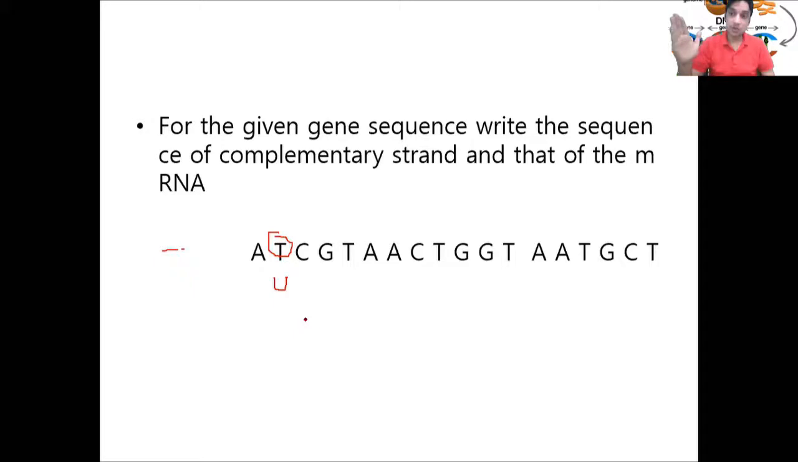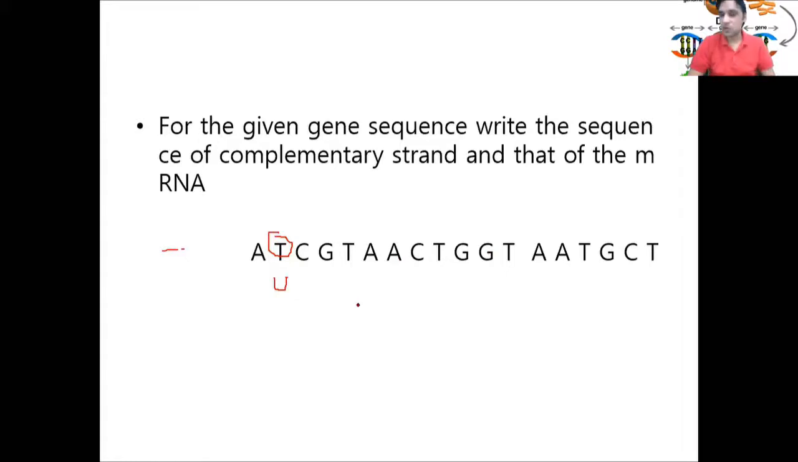DNA is deoxyribonucleic acid. The RNA is ribonucleic acid. The pentose sugar present in the DNA contains one oxygen less. That is why it is called deoxyribonucleic acid. The pentose sugar present in the RNA contains the normal atoms of oxygen. It is called ribonucleic acid. So if you know the sequence of DNA, for example, this is the sequence of DNA, you can generate the sequence of RNA as well.